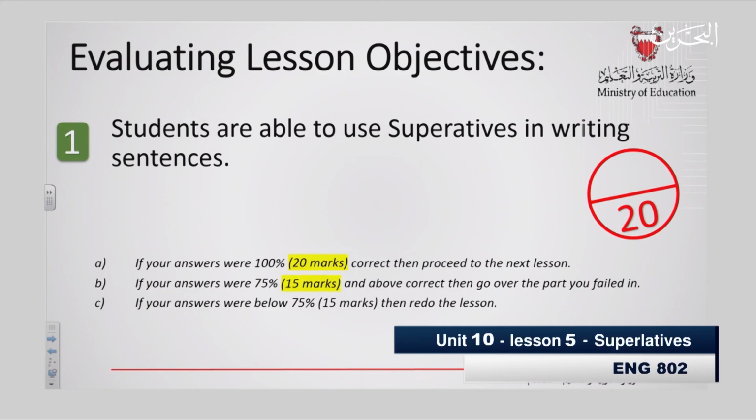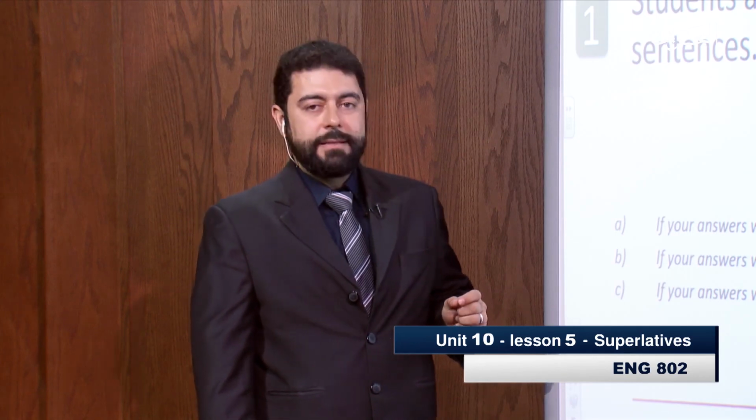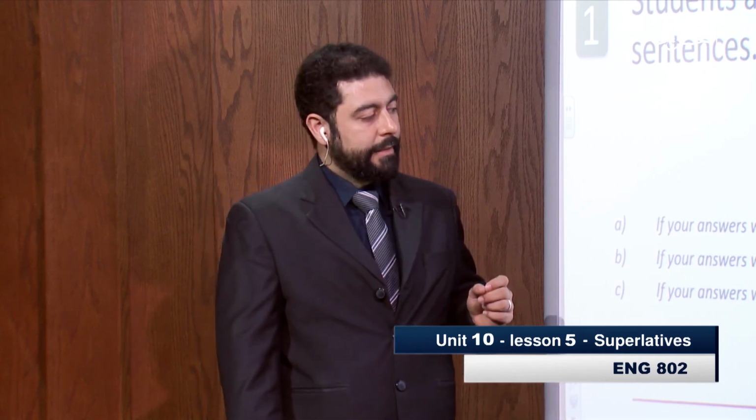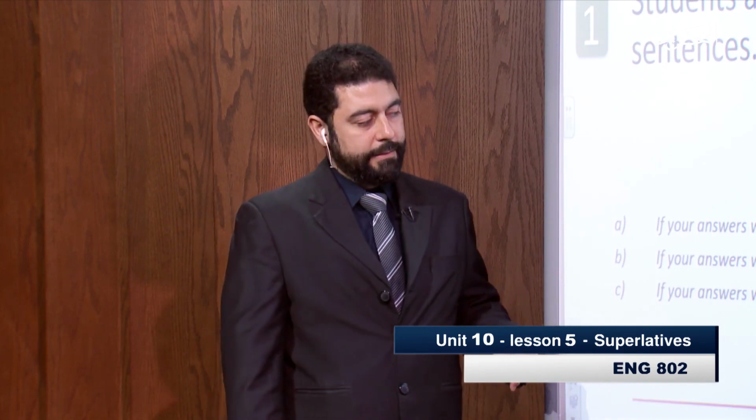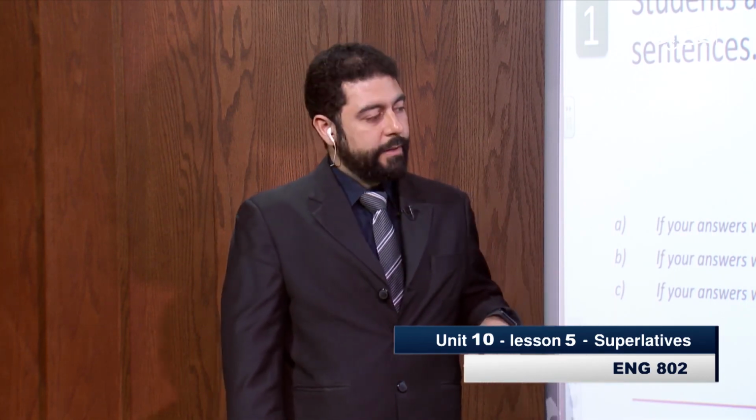If you have 75% or above, that means 15 or higher, go over the part you failed in and redo that. If you have 70% correct answers or lower than that, that means 15 or less, go over the whole lesson.